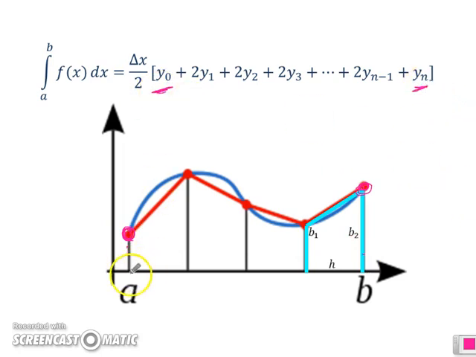And this is our a value, this is our b value. b is the n number, a is the sub-zero number. So you know what those little numbers mean. y sub 0 represents a. y sub n represents b. It's important to know that.